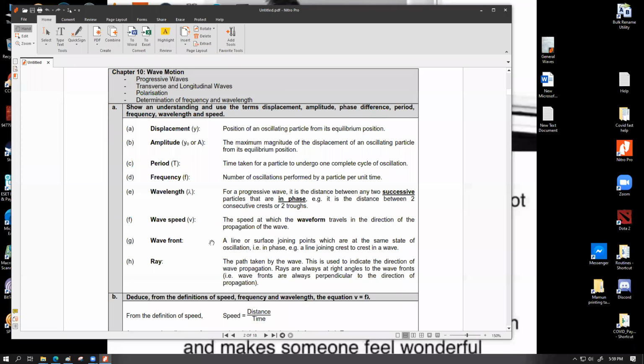Another point that we often get confused about is the wavefront. Wavefront means a line or surface joining points which are at the same state of oscillation, that is, in phase. Example, a line joining crest to crest in a wave. So what does this mean? Wavefront is basically a hypothetical representation for a wave to exist in a medium.